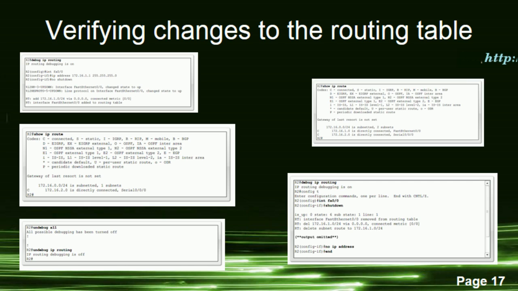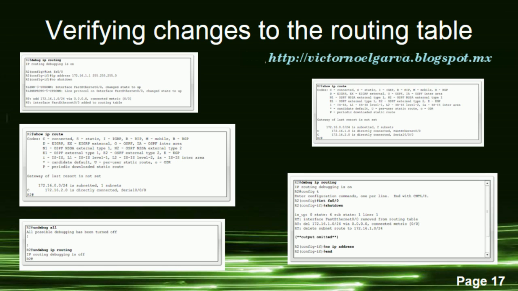Using debug ip routing, we can see the routing table process. We will delete the configuration for R2's FastEthernet 0/0 interface. We can see the routing table process removing the directly connected route. The IOS also indicates that the interface and line protocol are now down. With the undebug all command, all possible debugging has been turned off.